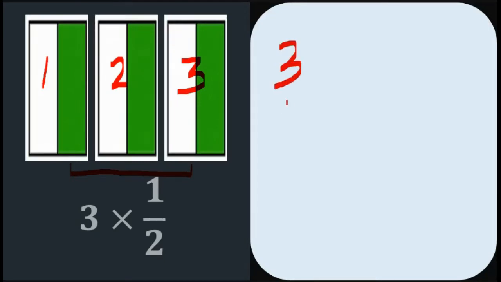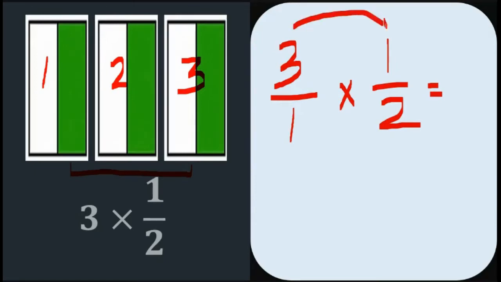That is a whole number. Always remember that the denominator of a whole number is always 1. Okay? We need to multiply by 1. Next. Multiply the numerator and then multiply the denominator. So, 3 times 1 is 3. And then, 1 times 2 is 2.